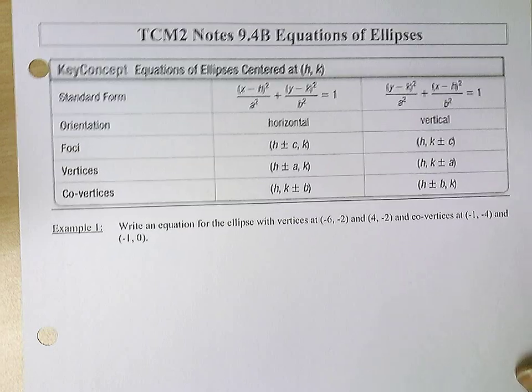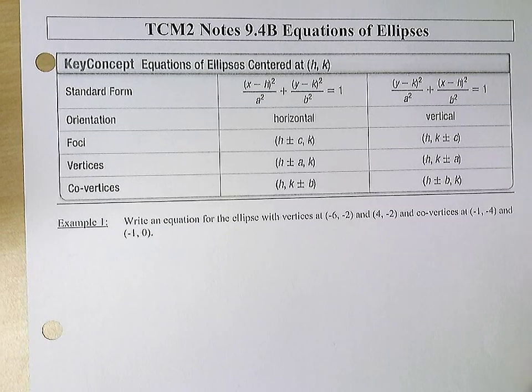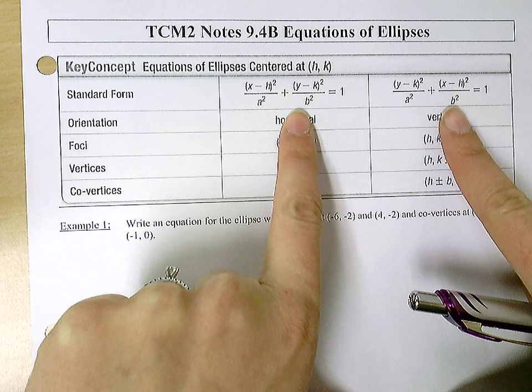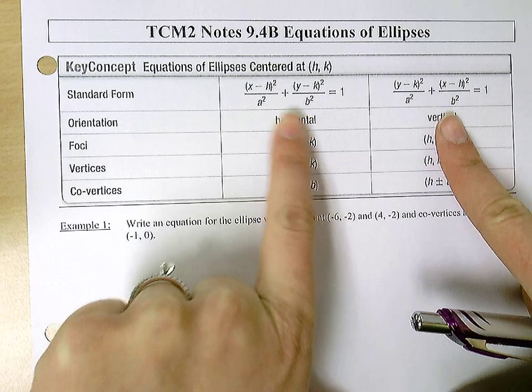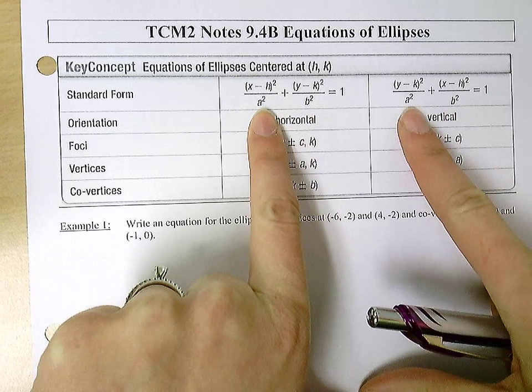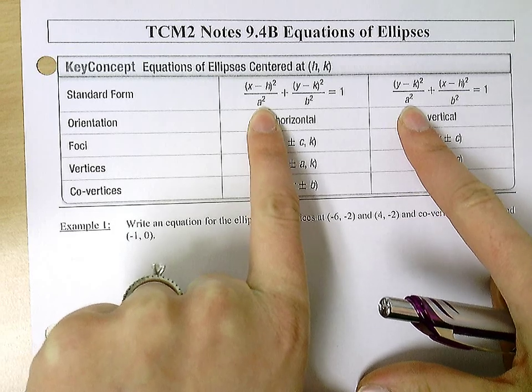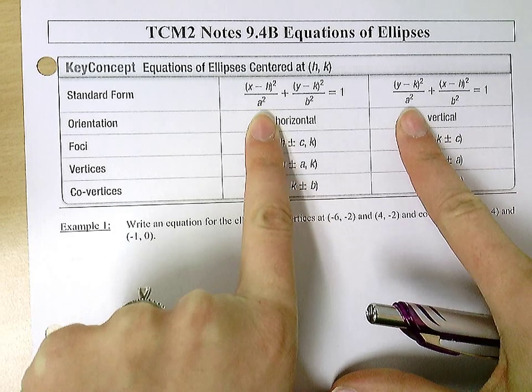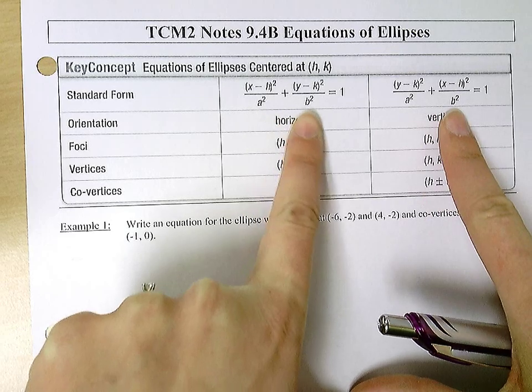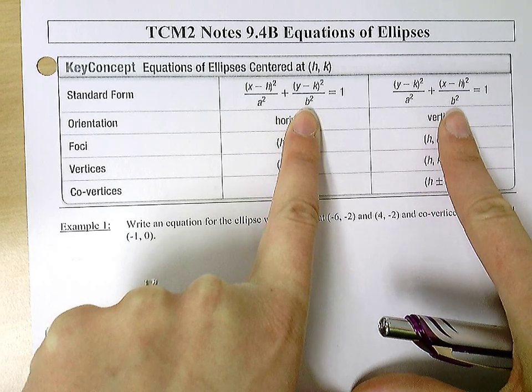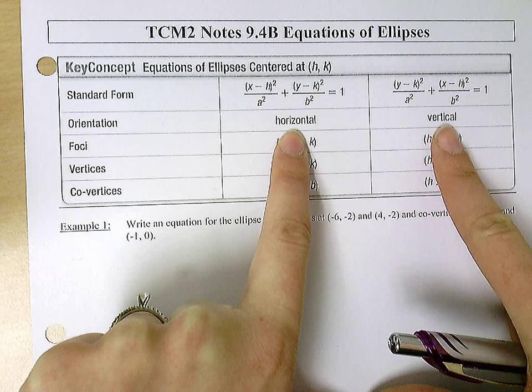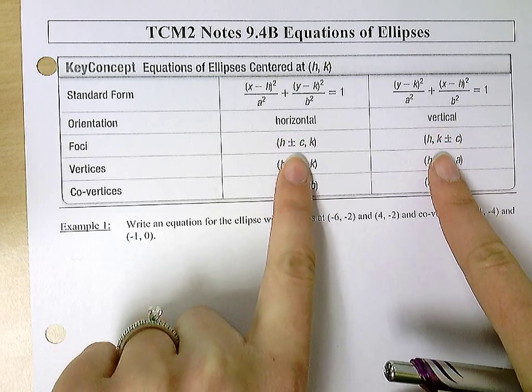So we're still looking at writing equations of ellipses, but instead of having a graph this time, you're given certain information. So we still have our different standard forms, where A is your larger denominator. A has to be the greater number and B is the smaller denominator. That determines whether it is horizontal or vertical.